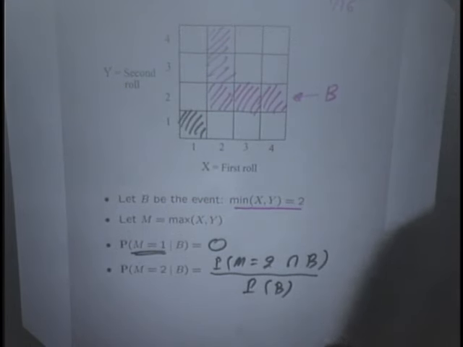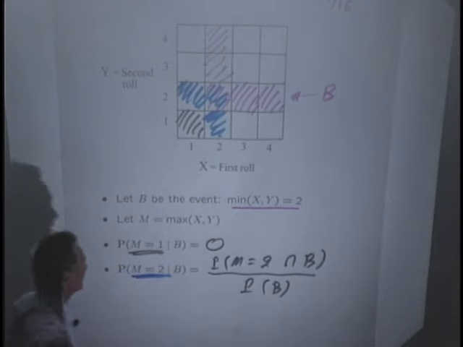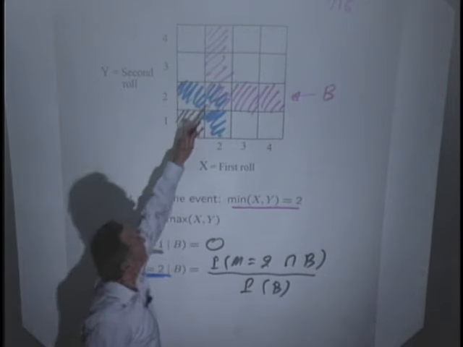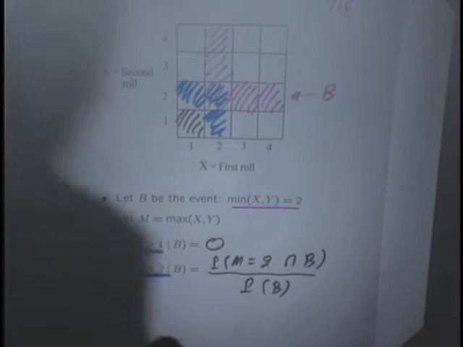The probability that the maximum is equal to 2. Okay, what's the event that the maximum is equal to 2? Let's draw it. This is going to be the blue event. The maximum is equal to 2 if we get any of those blue points. So the intersection of the 2 events is the intersection of the red event and the blue event. There's only 1 point in their intersection.